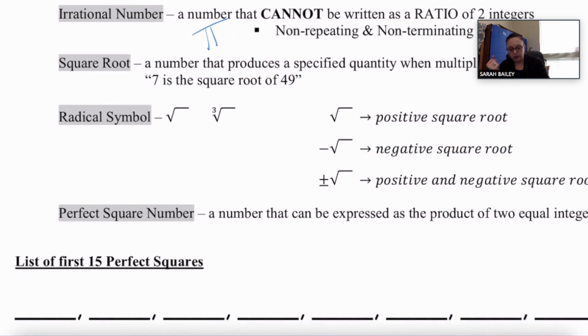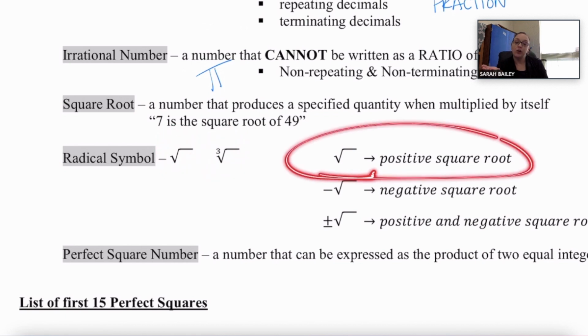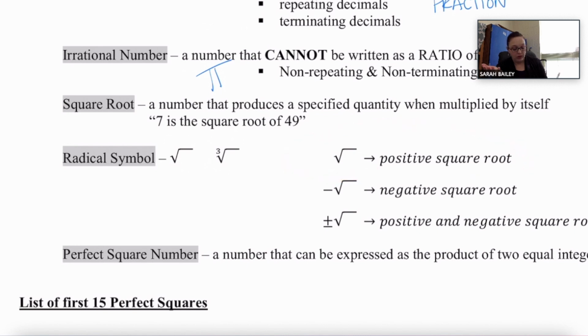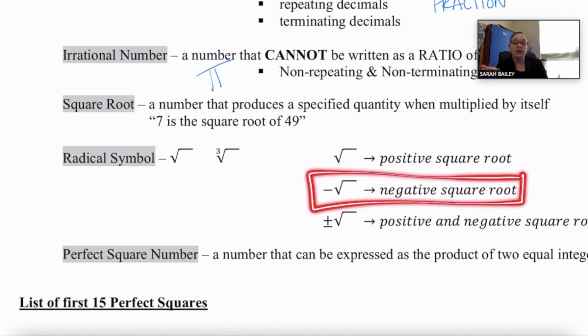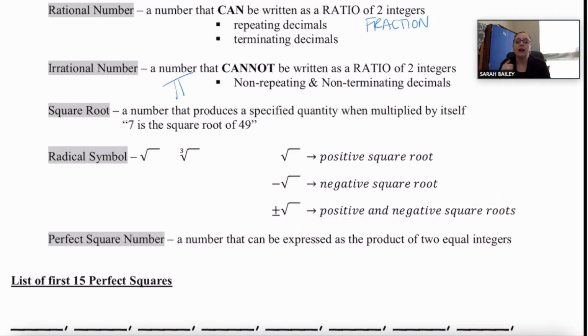So then they talk about square root, which we already know what a square root is, and the radical symbol. Now notice here when they did the radical symbol, they've got 2. Remember that we've got that cube root symbol, right? The little 3 means the cube root. So if you see just this, technically you're being asked to find the positive square root. If you see the negative sign in front of it, then they want you to give the negative square root. And if you see that plus minus in front of the radical symbol, then you're asked to find both square roots. And then it talks about what is a perfect square, which we've already defined.